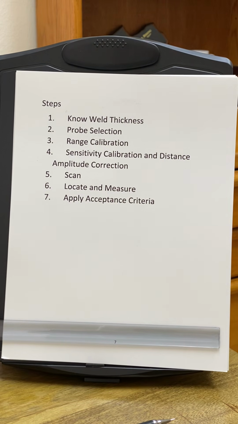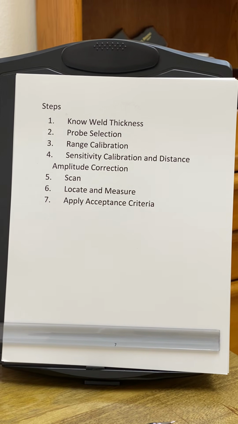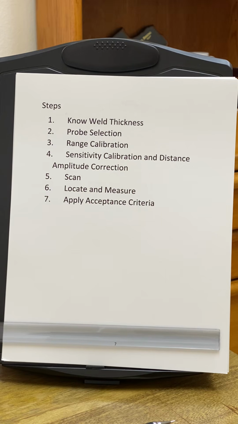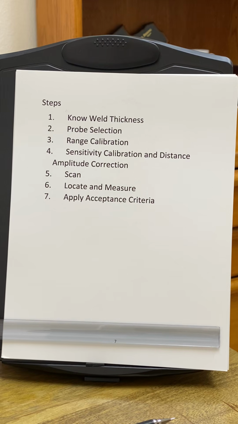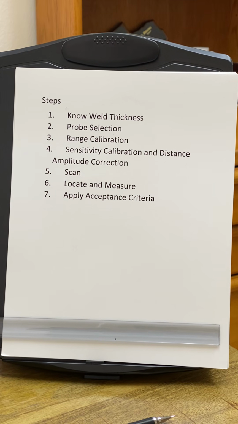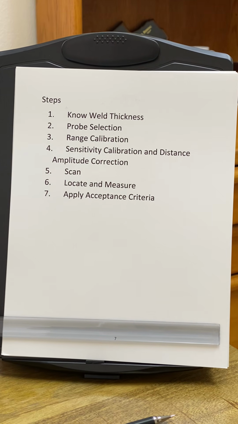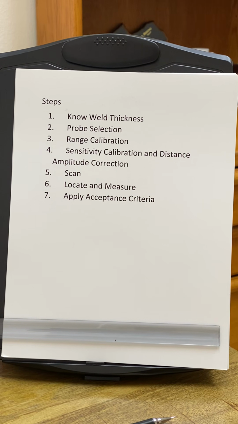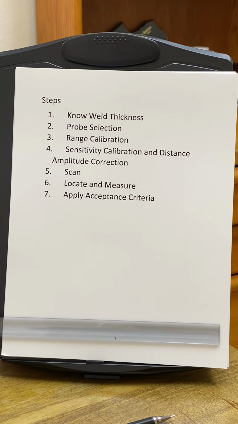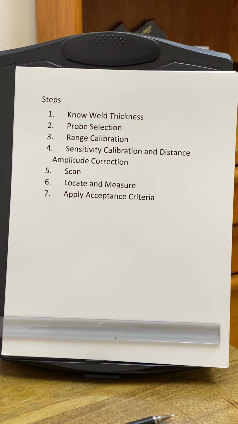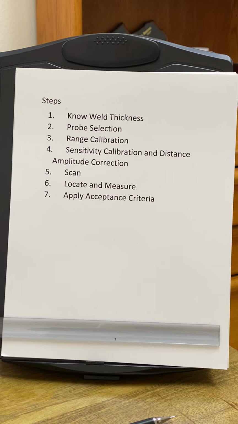So the steps for this inspection are as follows. We should know the weld thickness. After that, based on the thickness, we select the probe, then we do the range calibration, then we do the sensitivity calibration and set up the distance amplitude correction curve, conduct the scan, locate the defect or the discontinuity and measure it, which means measure the amplitude relative to the DAC, and apply the acceptance criteria.